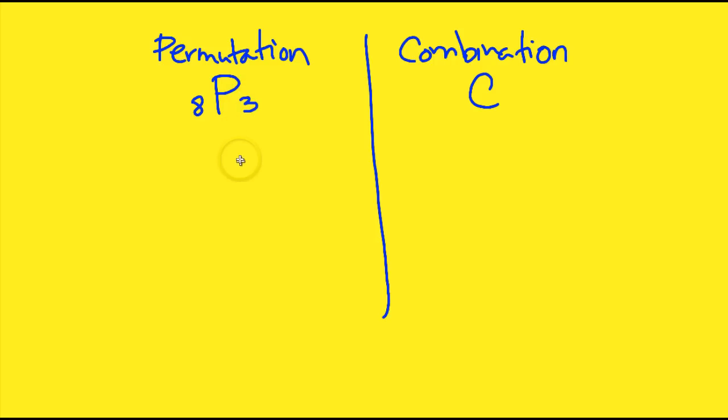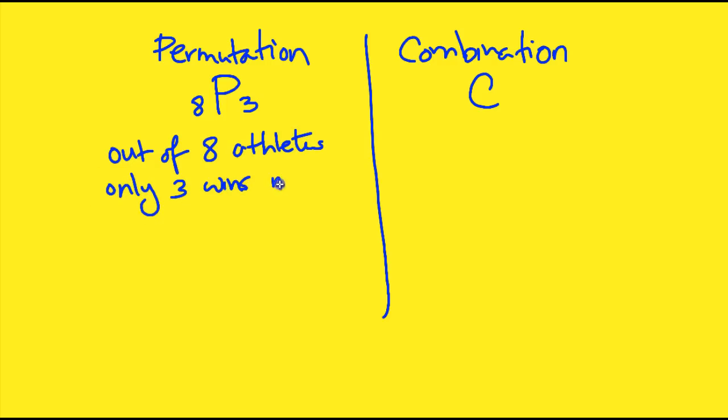Permutation, combination. We use a big C for combination, and a big P for permutation, obviously, right? So let's say out of 8 athletes, out of 8 swimmers, only 3 are going to win the medal. Out of 8 athletes, only 3 win a medal. Then in how many different ways can we have these 3 people win the medal? That's how we use the permutation.